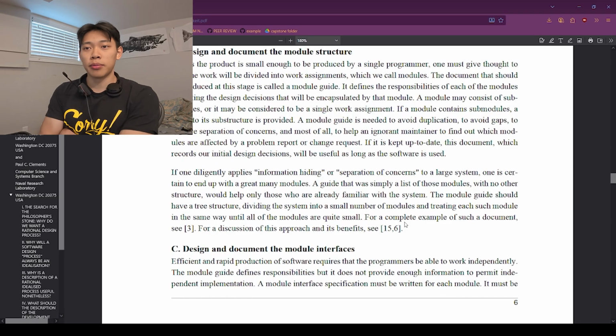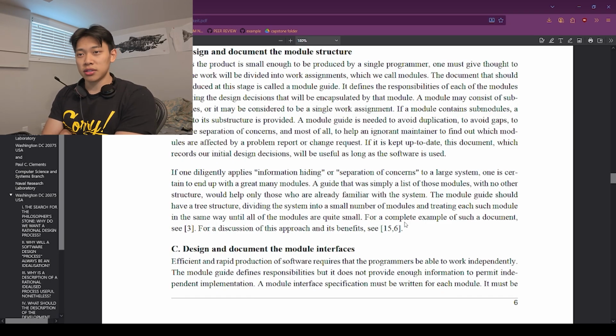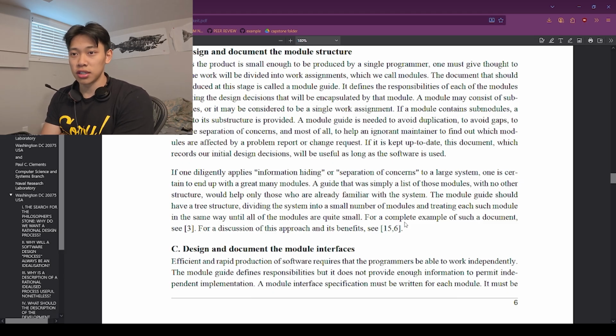B. Design and document the module structure. Unless the product is small enough to be produced by a single programmer, one must give thought to how the work will be divided into work assignments, which we call modules. The document that should be produced in this stage is called a module guide. It defines the responsibilities of each of the modules by stating the design decisions that would be encapsulated by that module. A module may consist of sub-modules, or it may be considered to be a single work assignment. If a module contains sub-modules, a guide to the substructure is provided.